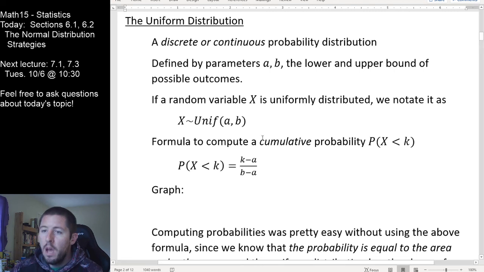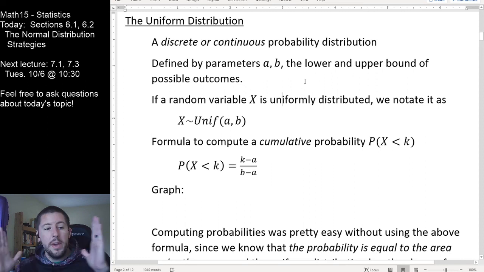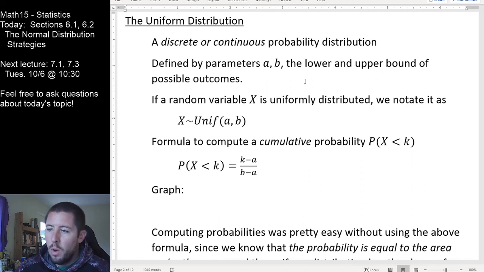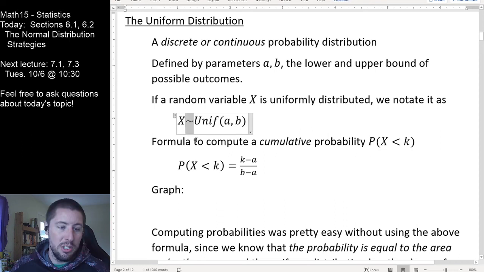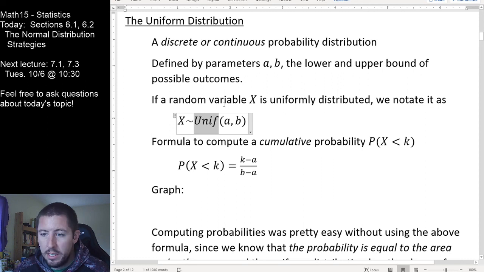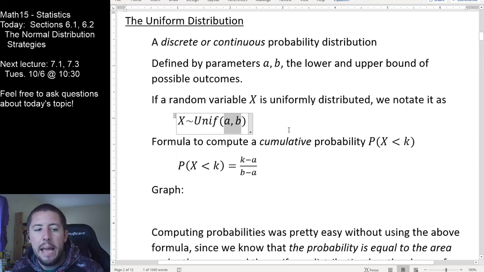What we needed to know to define the uniform distribution was just the lower and upper bounds. What's the lowest possible and highest possible value we could take on? And we knew that we could take on anything in between with all equal probability. When we notate this, again, we're saying our random variable is x. The tilde says is distributed according to. The name of the distribution is the uniform distribution.